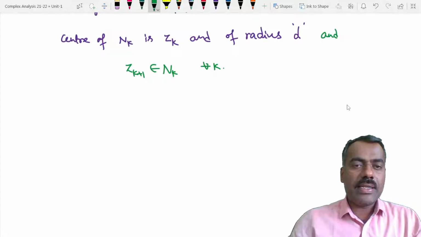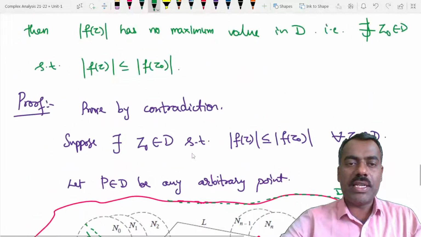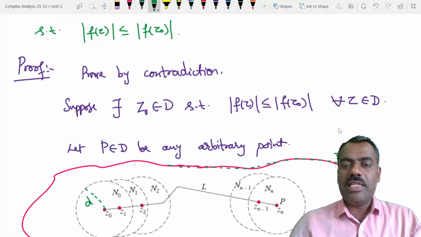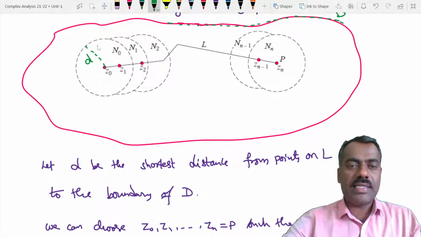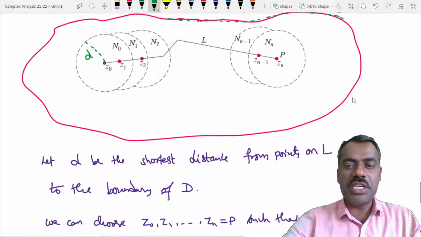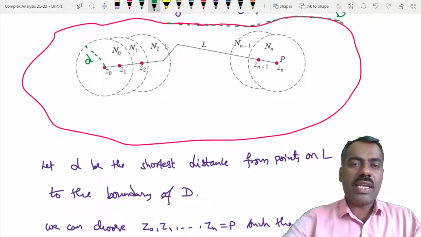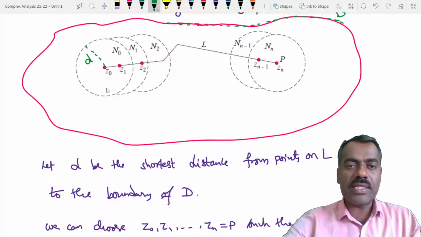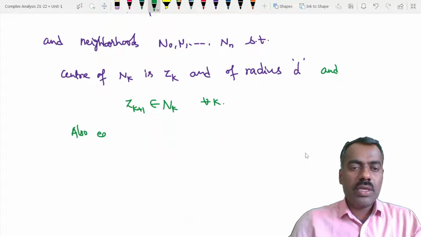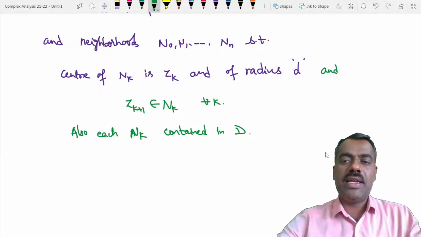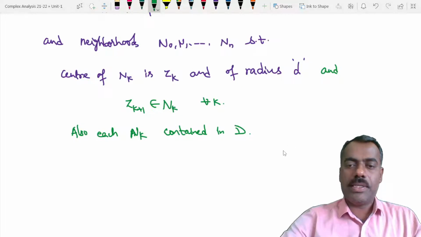Now consider n0, and what is our supposition? Our supposition is that mod f of z is less than or equal to mod f of z0 for all z belongs to D. Each neighborhood is of radius d, and d is the shortest distance from points of this to L. So we are guaranteed that each neighborhood is inside D. We can also write each nk is contained in D, because their radius is d and d is the shortest distance.